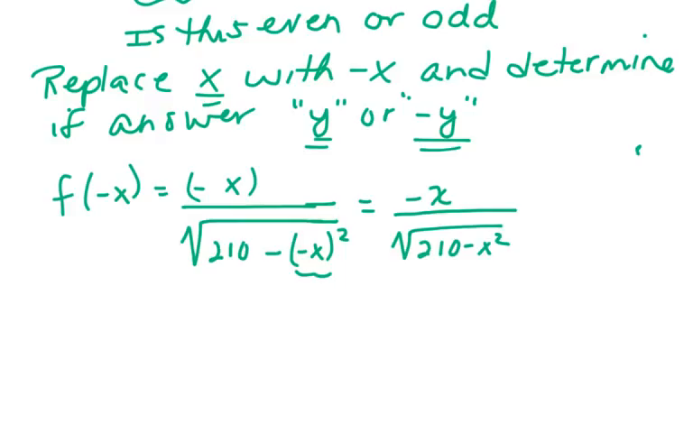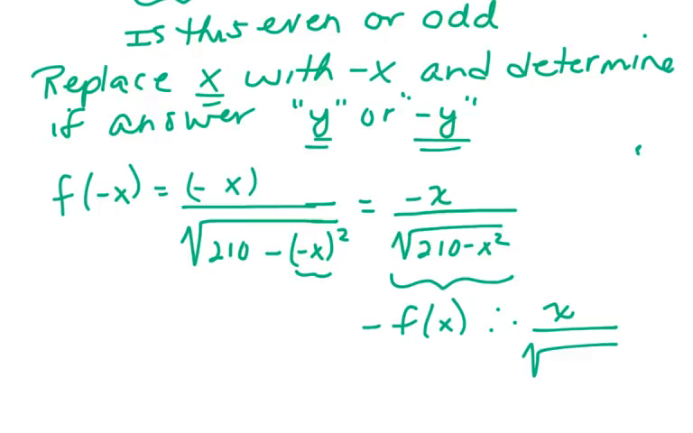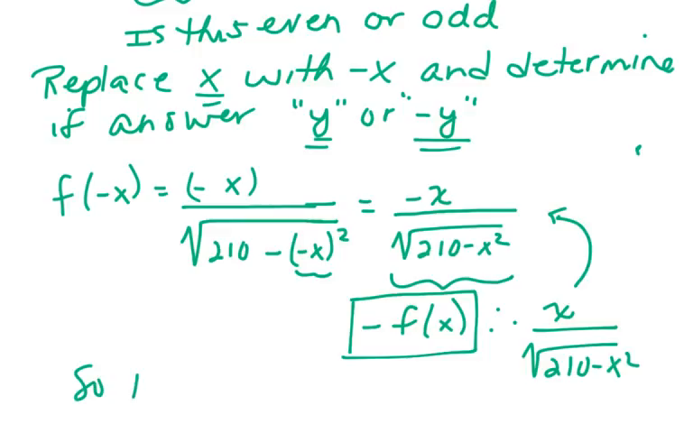So, well, what is that? That result of putting negative x into that function is actually negative f of x, right? Because f of x is x over the root of 210 minus x squared. Well, this answer is just the negative or the opposite of that. So you actually get negative f of x, which is by definition an odd function. So this is an odd function.